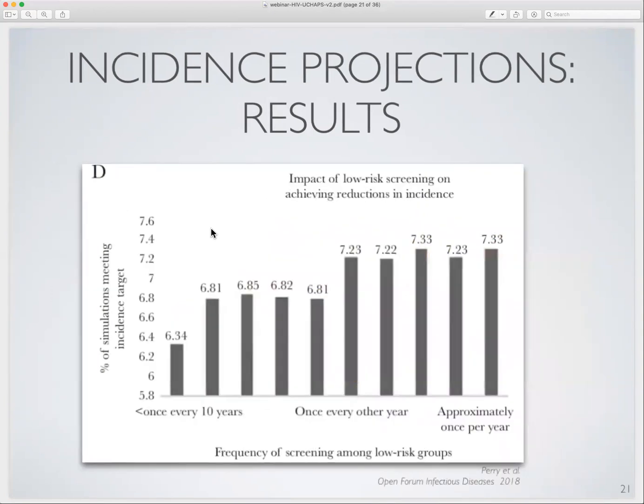Now, if we look at another of the authors' results, we can also identify focal parameters that are not important in achieving the intervention goal. Okay, so knowing what's important and knowing what's not important, for me, it's equally interesting. So for example, here, they looked at the frequency of screening among the low-risk group, and they concluded that it has barely any effect on the probability to halve HIV incidence by the year 2025.